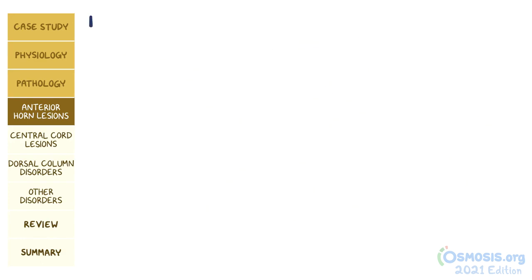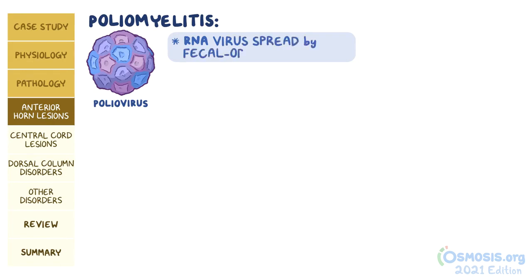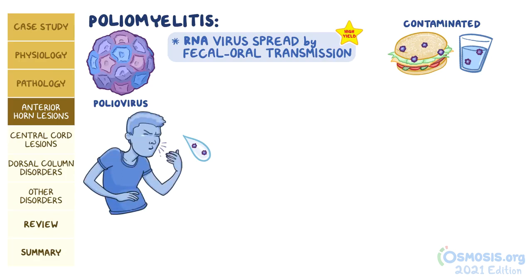Okay, now next there's poliomyelitis, or polio for short. This is a viral infection caused by the poliovirus. For your test, remember that poliovirus is an RNA virus spread by fecal-oral transmission, meaning through contaminated food and water. It can also get transmitted via respiratory droplets when an infected person sneezes or coughs.